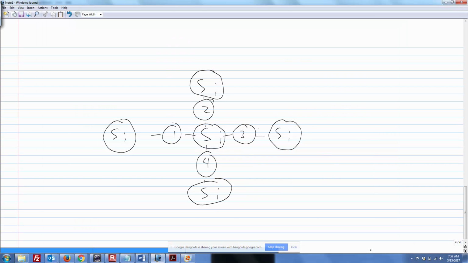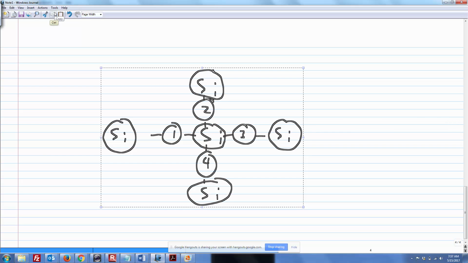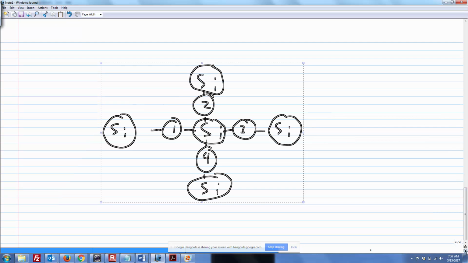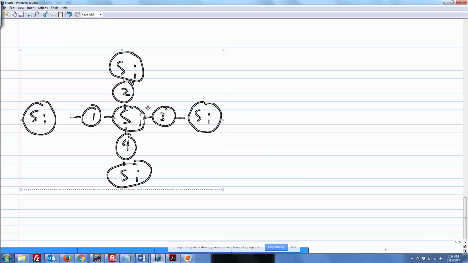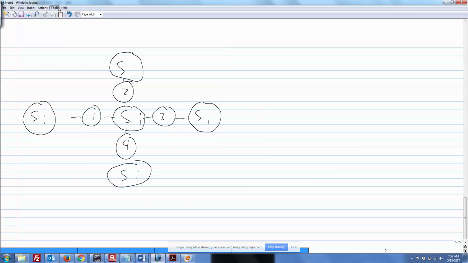So if we take the whole thing, copy, paste, tools, highlighter, eraser. If we replace this with phosphorus, now we have an extra electron, and it'll move around. And so the extra electron is what allows electricity to flow.